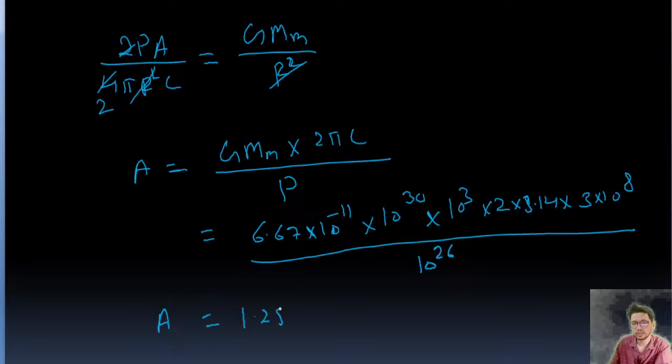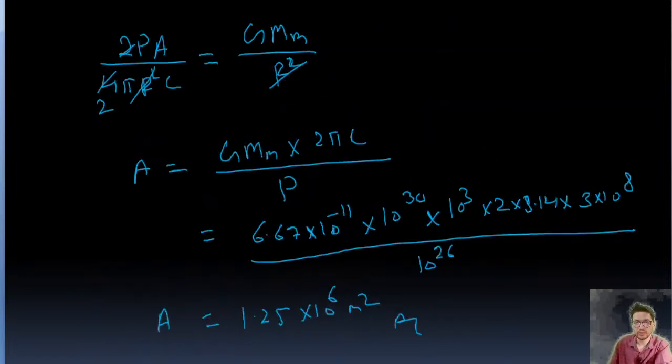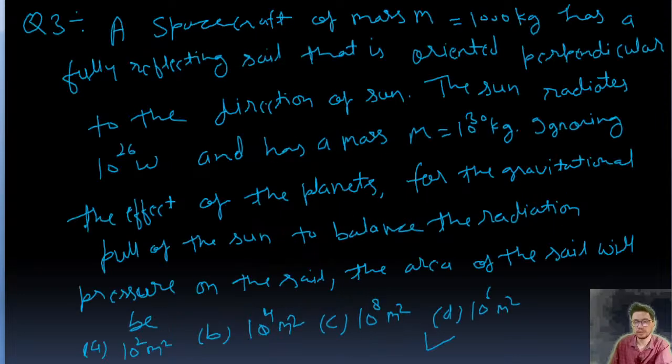If you solve it, this value is going to be 1.25. You can calculate it by calculator, it's a very easy calculation. So this is 1.25 into 10 to the power 6 meter square, and this is the answer. Which option is matching, guys? Option D is matching. Only the power of 10 is given, so 10 to the power 6 meter square is the closest answer.